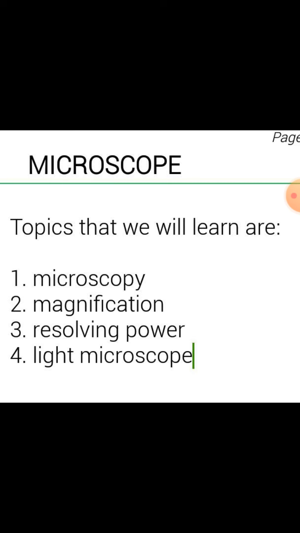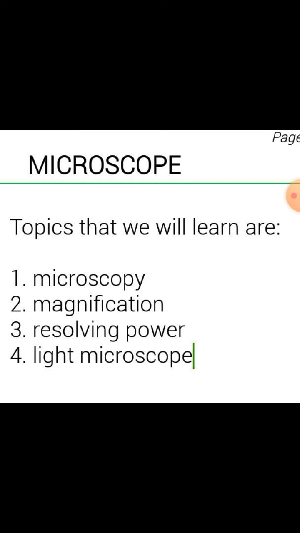Okay, next definition is magnification. Increase in apparent size of an object when seen under a microscope is called magnification. When we see a small thing under a microscope, we see that its size increases. We see an increase in its size, and this is called its magnification.